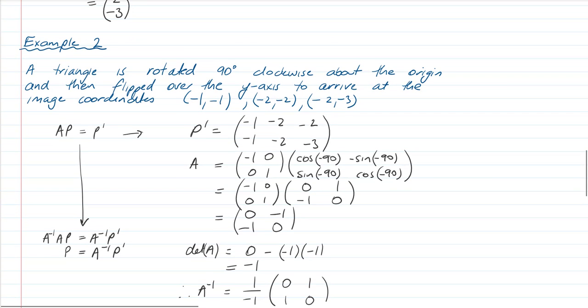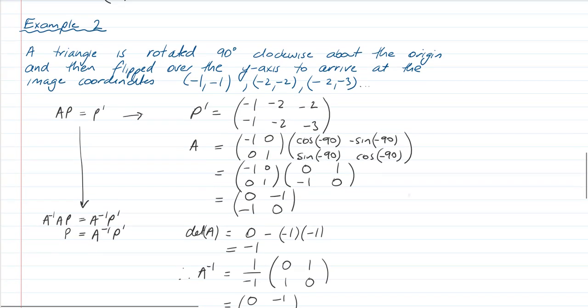Always go back and make sure we've answered the questions. Triangle is rotated 90 degrees clockwise around the origin and flipped over the y-axis. Oh yeah, I see. Turns out there's no question here. But anyway, we've found the original coordinates, where that was not really asked, nor was anything else. Good times. So there's a couple of examples.